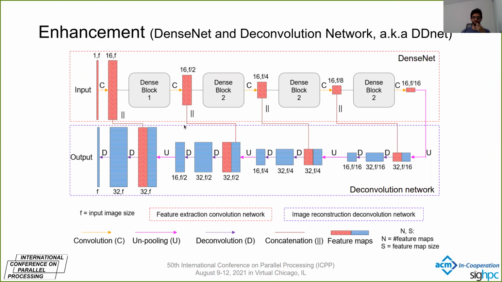The second feature is the use of shortcut connections. These shortcut connections facilitate feature reuse and mitigate the problem of exploding and vanishing gradients. The third feature is the use of a deconvolution network. The deconvolution network reconstructs high-quality CT images from the features extracted by the convolution network.